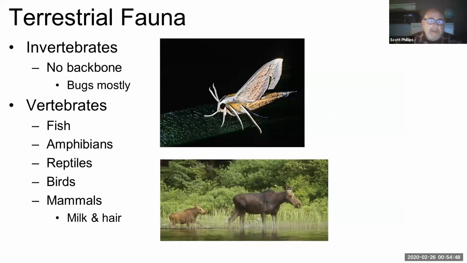We can divide up fauna, or animal life, in different ways. These are some of the general divisions of animal life. We have invertebrates, which are animals without a backbone, and mostly these are insects. And the ones that we probably think of more as animals are typically vertebrates, and these have different categories: fish, amphibians, reptiles, birds, and mammals. For example, mammals are vertebrates that have milk and hair.